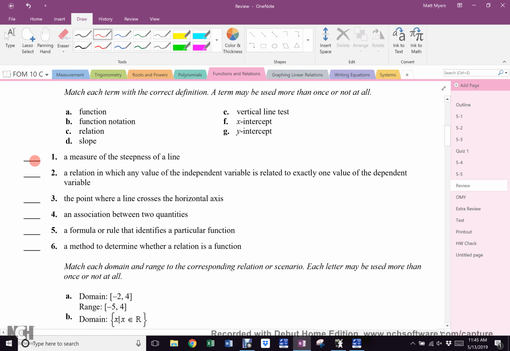Number 1, D. Number 2, A. Number 3, F. Number 4, C. Number 5, B. Number 6, E. And that is all correct.